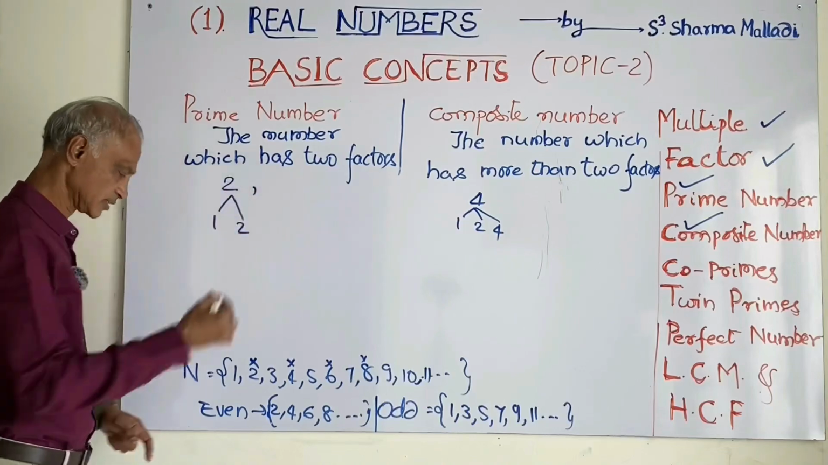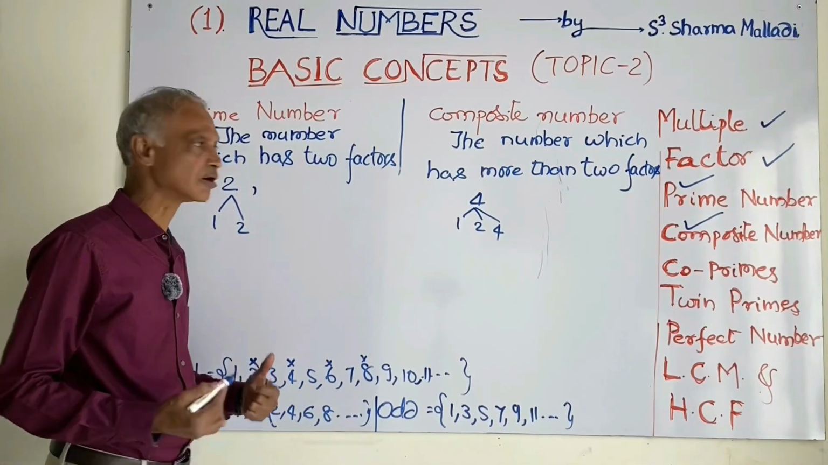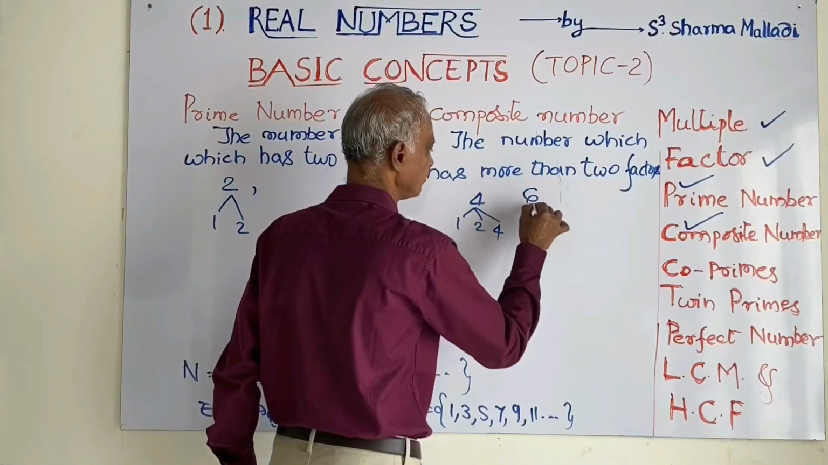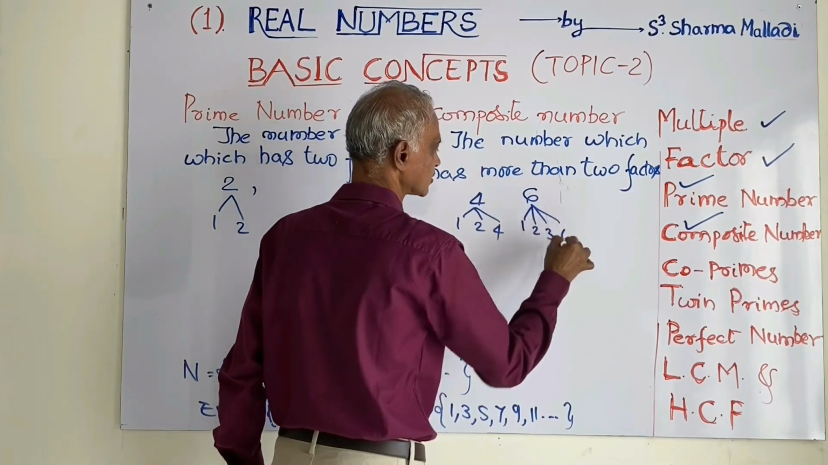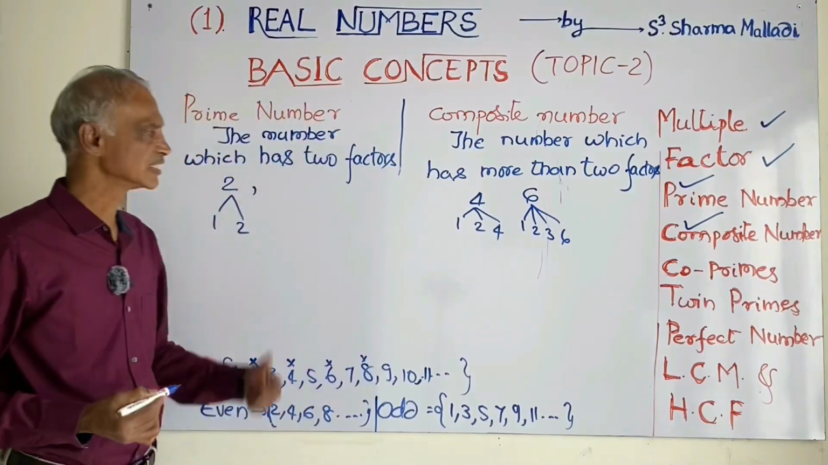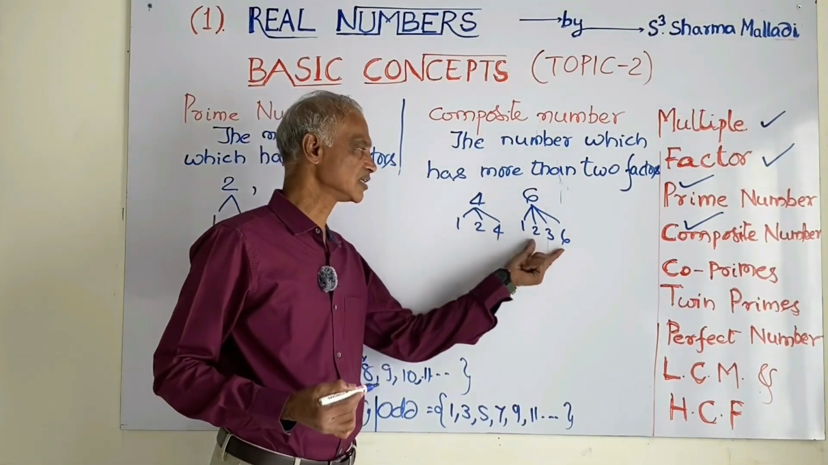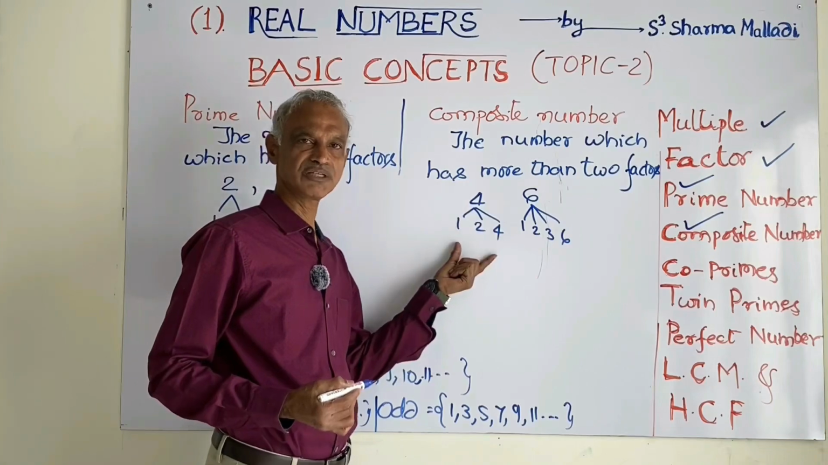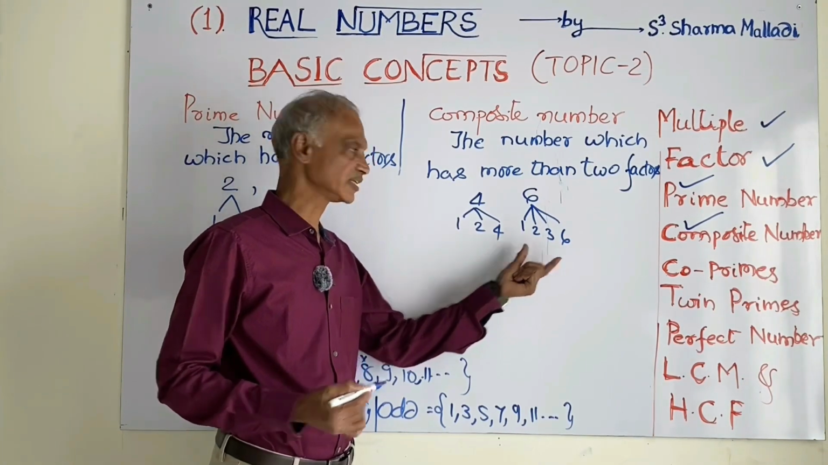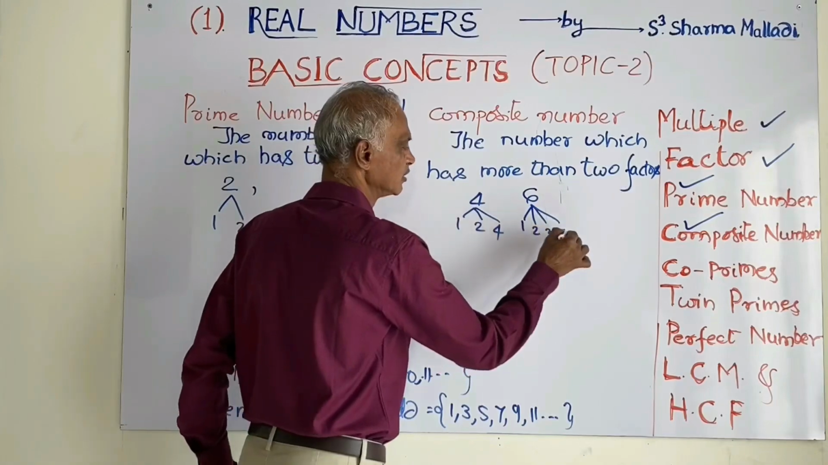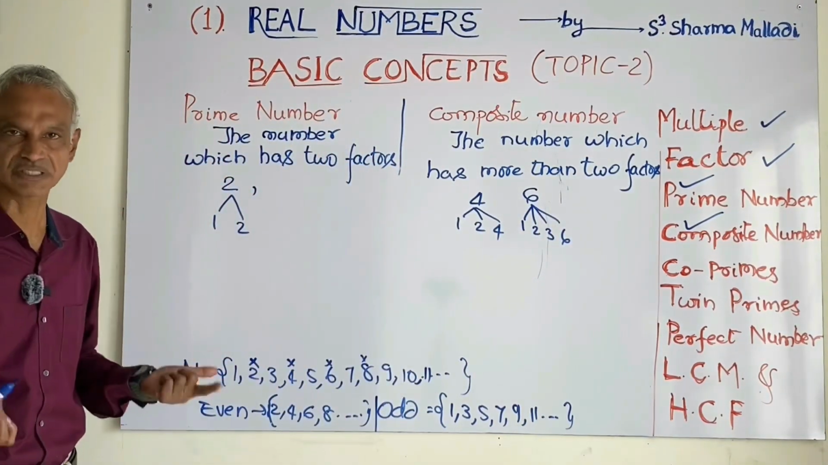Now, next. 6. 6 is not a prime number. It is a composite number because 1, 2, 3, 6 are the factors of 6. Therefore, it has more than 2 factors. 4 has more than 2 factors, and 6 also has more than 2 factors. It has 1, 2, 3, 6. Therefore, 4 and 6 are the composite numbers.